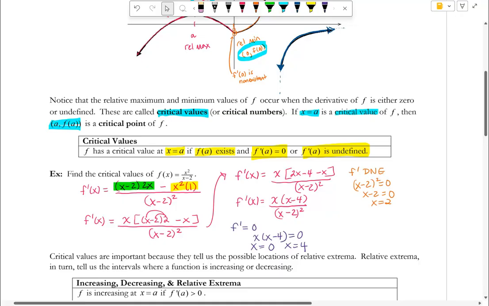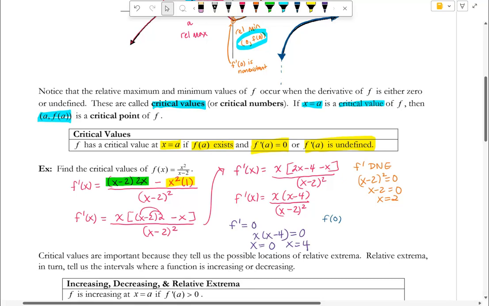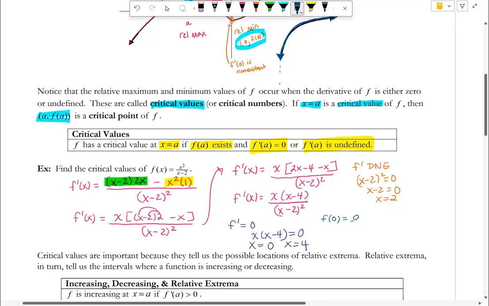So our task again was to find the critical values of f. We need to remember that for these to be critical values, either f prime of a is 0 or undefined, but also f of a must exist. So if I look carefully at these three numbers, I know f of 0 exists. When I plug 0 into my function, I get 0 over negative 2. That's a number. That's 0, excuse me. That's not negative 2. That's 0.